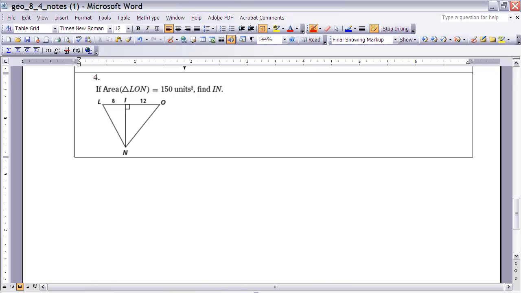Alright, the last problem I'd like to take a look at is example 4. It says if the area of triangle LON is 150 square units, find IN. Okay, so now what I'm doing is I'm using my formula to find something other than area if I know area. So area is equal to 1/2 the base times the height. So what I want to do is plug into my formula the things that I know. I know the area, so I'm going to plug that in for A.